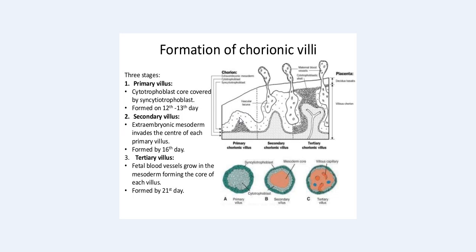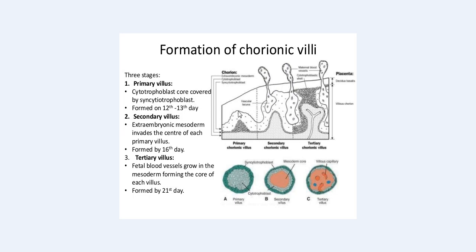So, like I said, the first layer, the syncytiotrophoblasts, advance, and there is a core of cytotrophoblasts behind the syncytiotrophoblasts. So they advance first into the maternal decidua. The cytotrophoblast core covered by syncytiotrophoblasts, formed on the 12th to 13th day, advances into the maternal decidua. And in the maternal decidua, you also know that there are maternal blood vessels, which you can see from here.